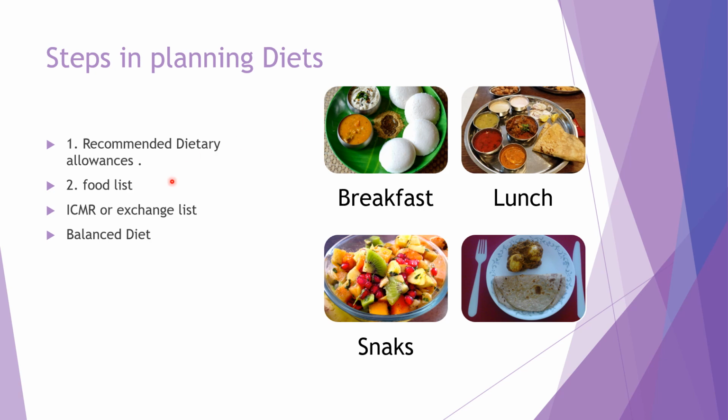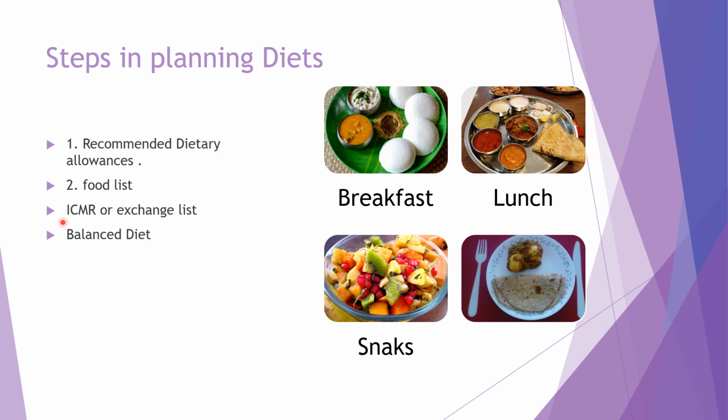Now what are the steps involved in planning the diets? Firstly, we have to divide the number of meals throughout the day. For planning a balanced diet, one needs to see the recommended dietary allowances as the first step. We need to know the requirement of the nutrients before we plan the diet. Next we have to make the food list, and we can do the calculations by using two things. What are the two things? One is by using the ICMR table. After planning the diet, one needs to do the calculation.